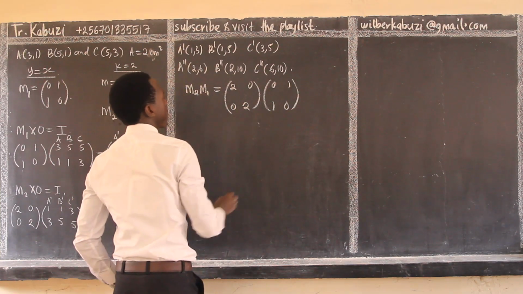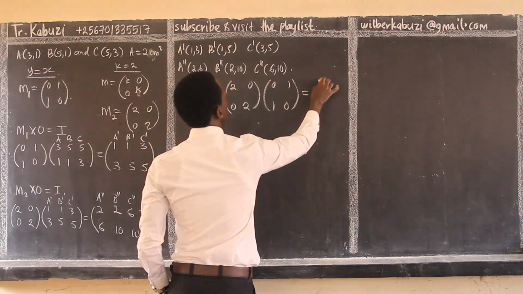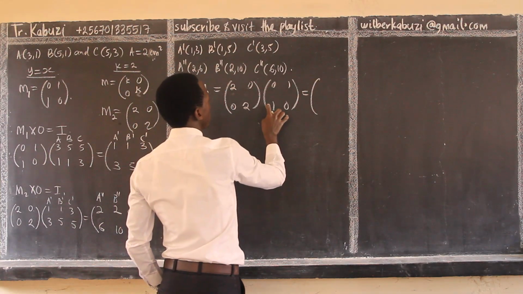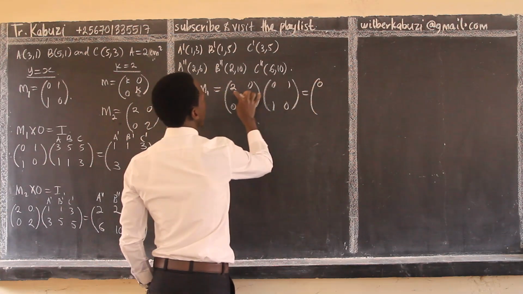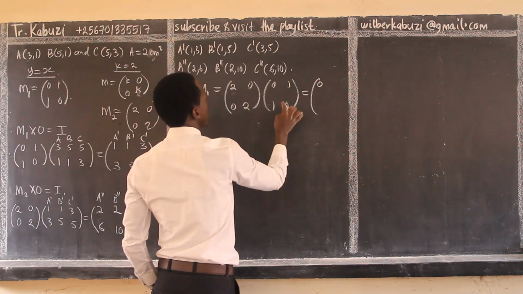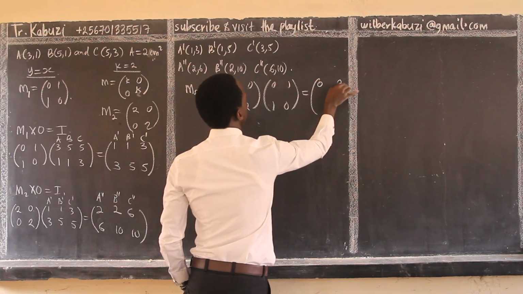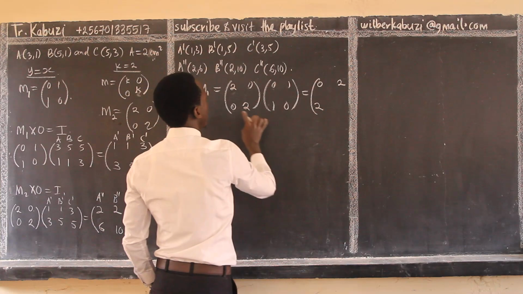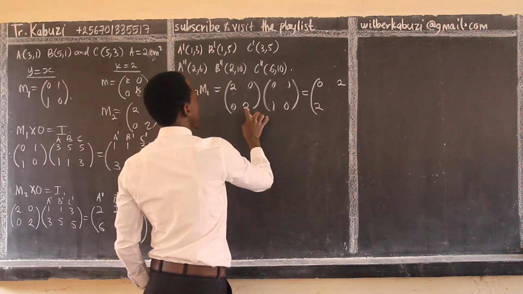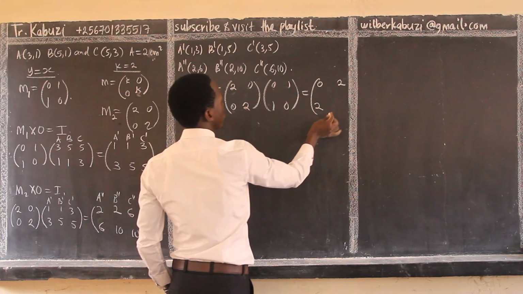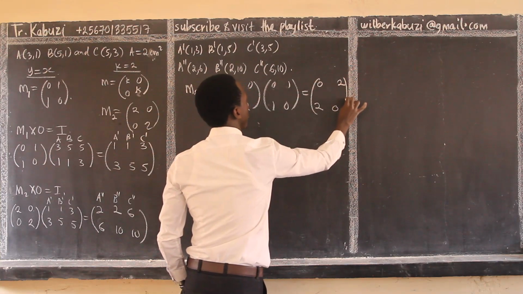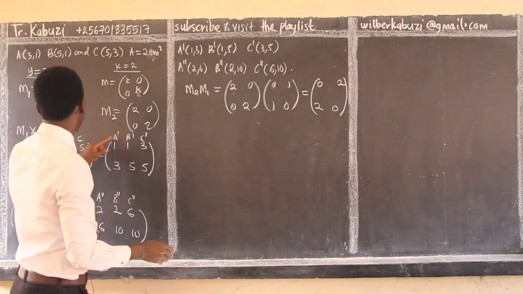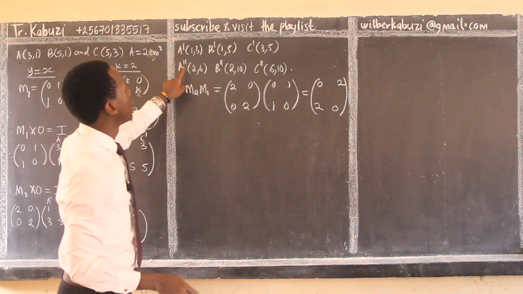What do we get here? This will give us 0, and this one is also 0. Then 0, and this times this is 2, so 0, 2. So this times this is 0 plus this times this, which is 2, and this times this is 0, then plus this times this, which is also 0. Now this is the matrix that will transform A to A double prime.